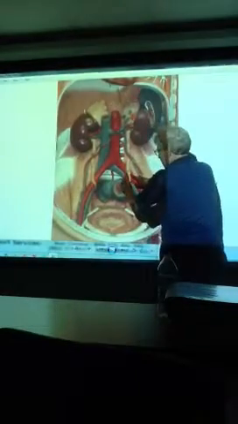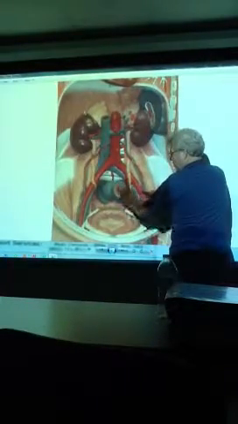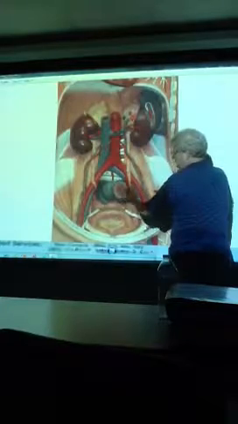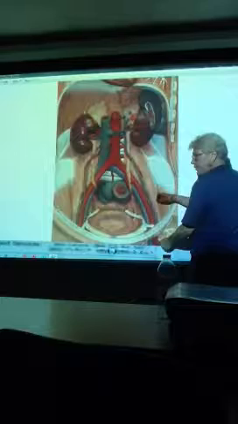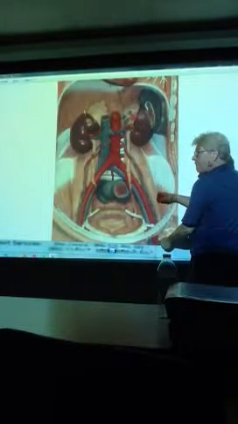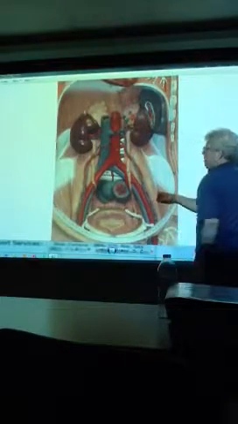But then of course, it splits right here. So what is this one? Internal iliac, and this the external iliac until it becomes what out here? The femoral artery. Okay, femoral artery.